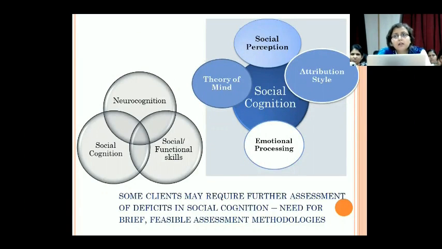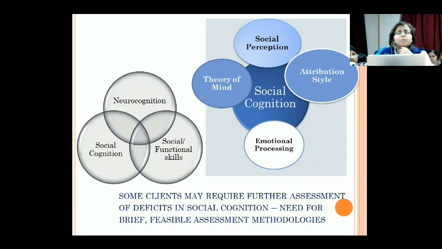As we have seen in the initial slides, we have spoken about the component of social perception. It's a broader component of social cognition, which involves not just social perception, but theory of mind, attribution style, and emotional processing. So moving on from just the neurocognitive aspect, social perception, and social and functional skills, we need to go a little forward and involve the other aspects of social cognition as well, which involves emotional processing, theory of mind components, and attribution styles.